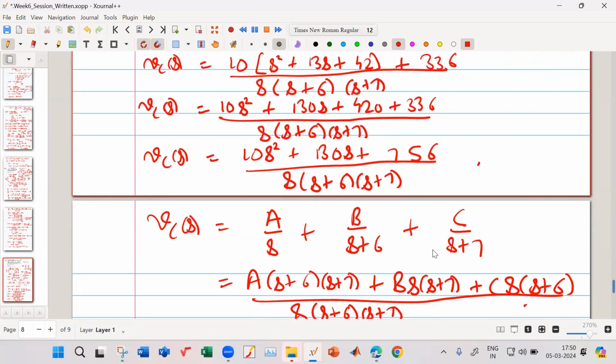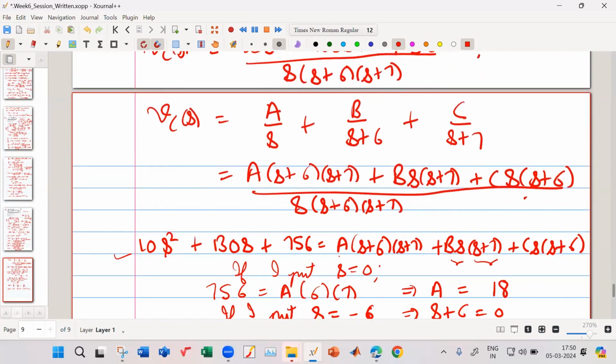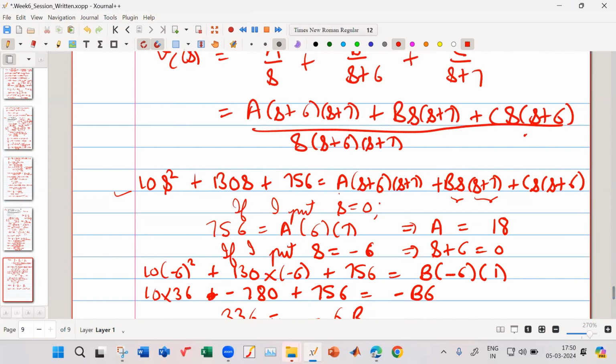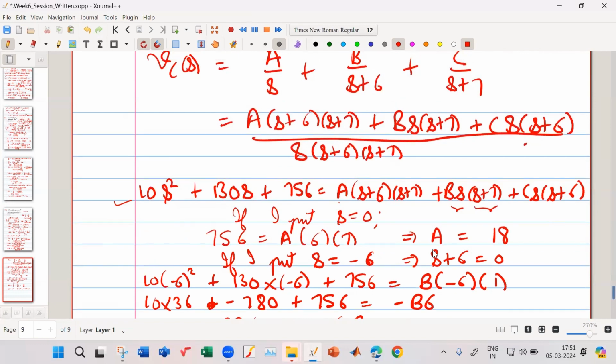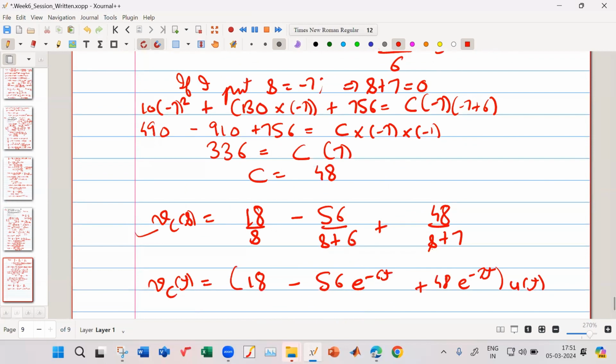Okay. So we cross multiplied. We made the denominator common and then we equated the numerators. Then how to quickly find out the values of A, B, and C. If you want to find A, you want to eliminate B and C. So you put S equal to 0. They all get eliminated. If you want to find B, you put S equal to minus 6. So S plus 6 is equal to 0. That means this and this get eliminated. If you want to find C, you have to put S equal to minus 7. So then the A and B parts will get eliminated. Once you do that, you get the values of A, B, and C. And you substitute over here. And you find the inverse Laplace transform. Okay.